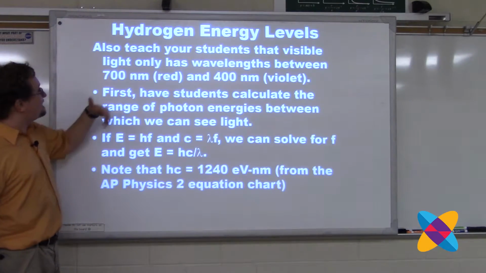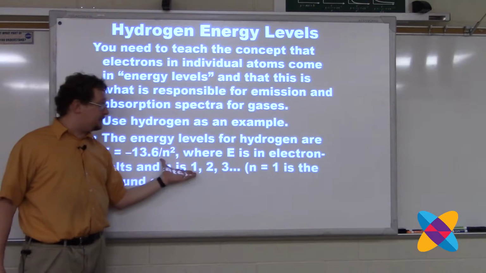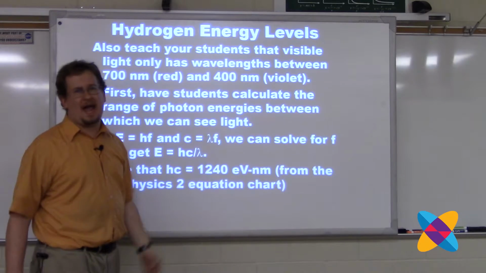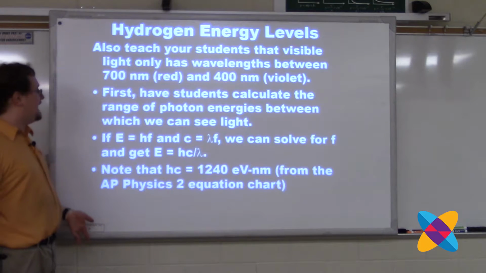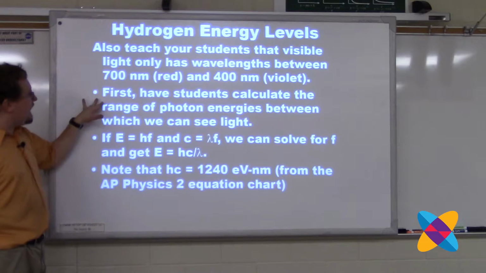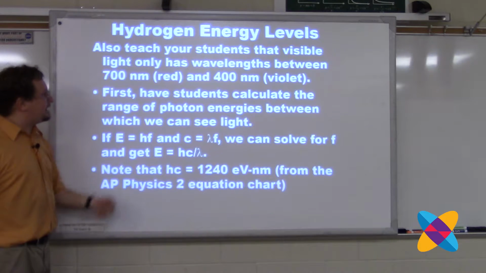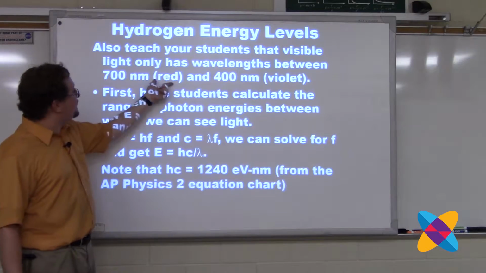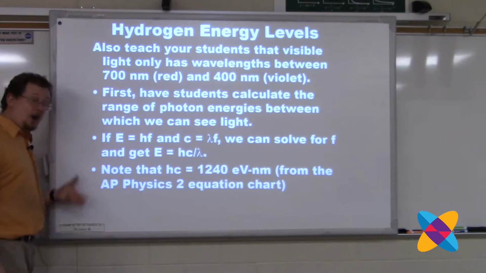So for this activity, for hydrogen energy levels, after I've taught about energy levels, and I've taught them the range of visible light, which probably happened way back in physical optics, honestly, but I'm going to go ahead and remind them of it now. Have students calculate the range of photon energies that we can see. What photon energy is the deepest red and the highest purple? What are those photon energies? How am I going to do that?